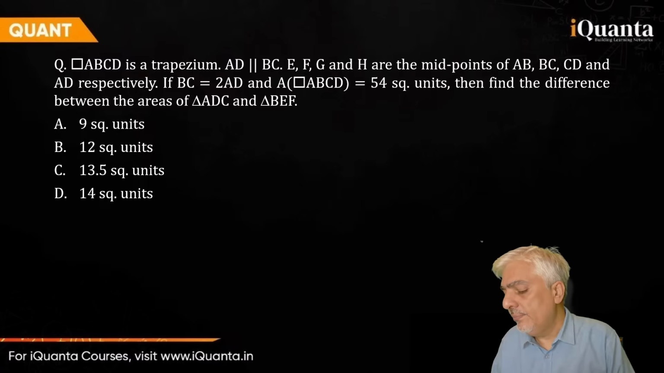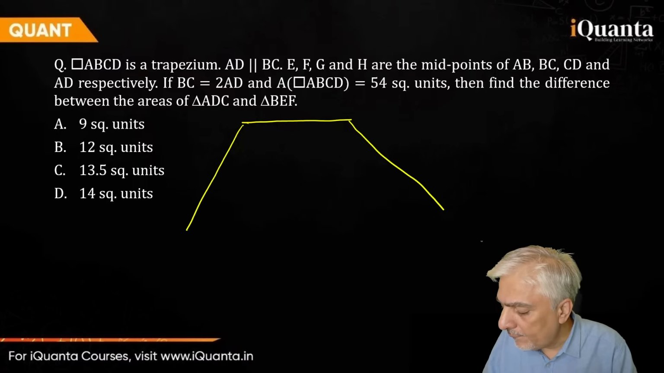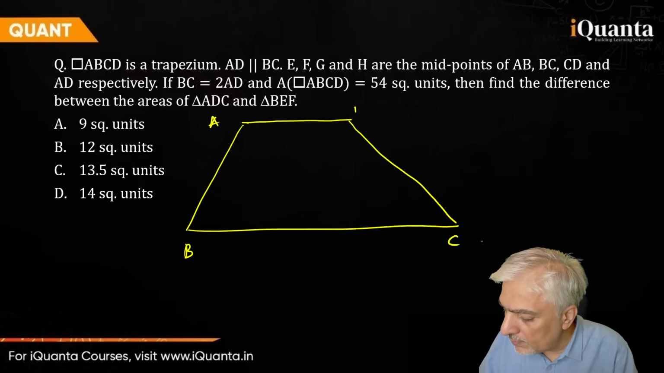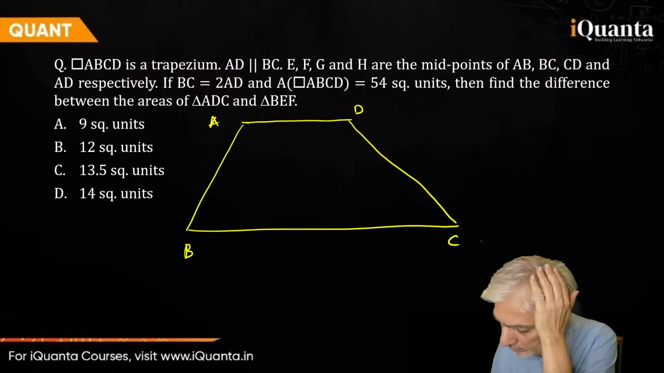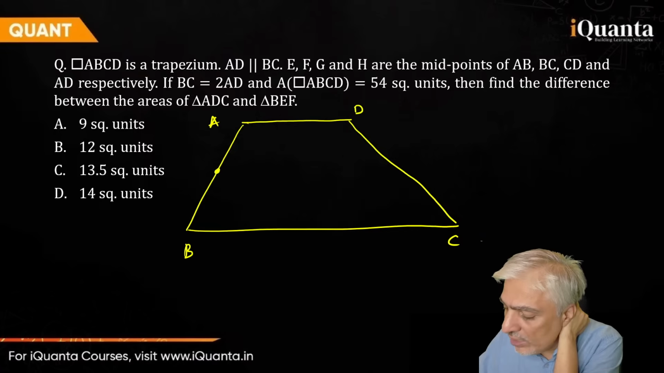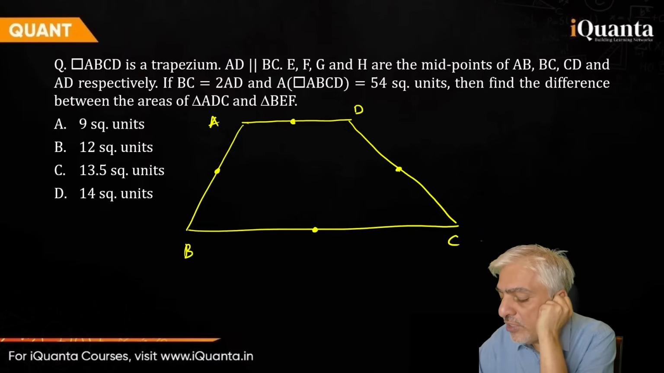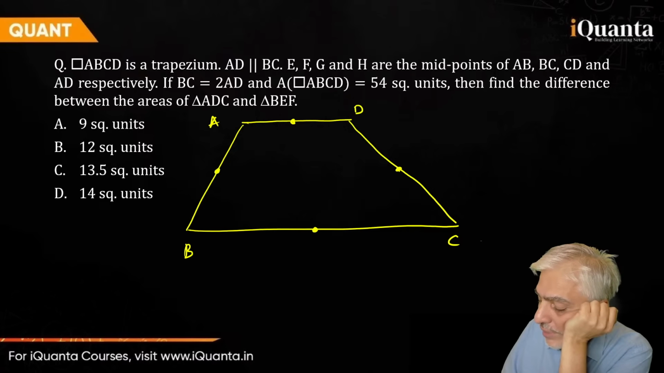ABCD is a trapezium where AD is parallel to BC and BC is double of AD. Double है. Area of the quadrilateral ABCD is 54. EFGH are the midpoints of all the four sides respectively. E over here, F over here, G over here and H over here. Find the difference between the area of triangle ADC and area of triangle BEF.